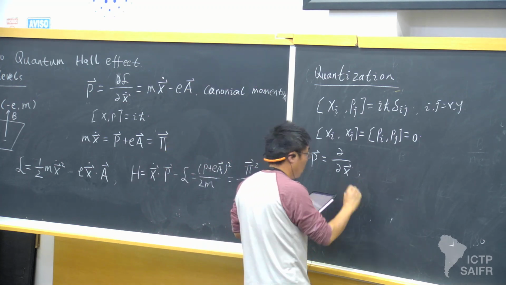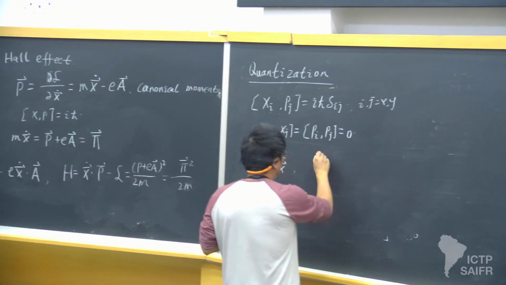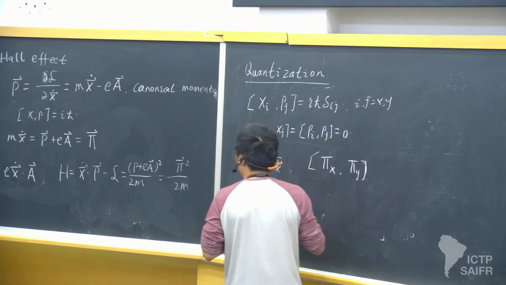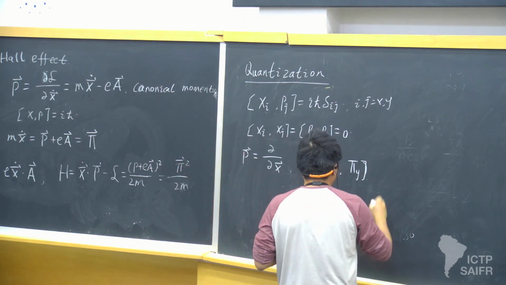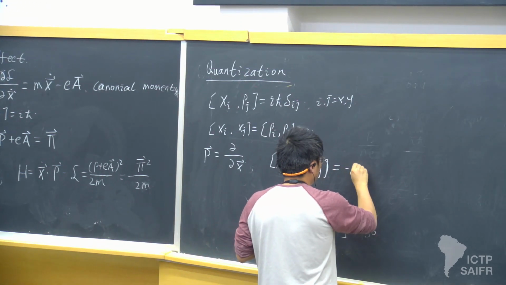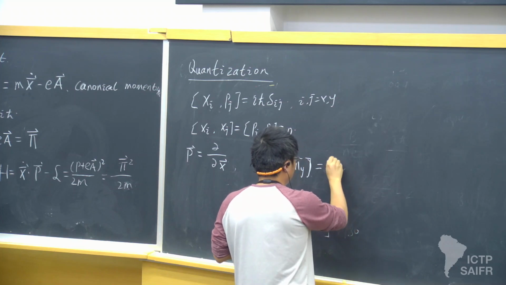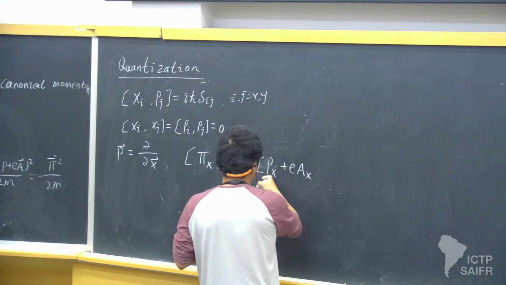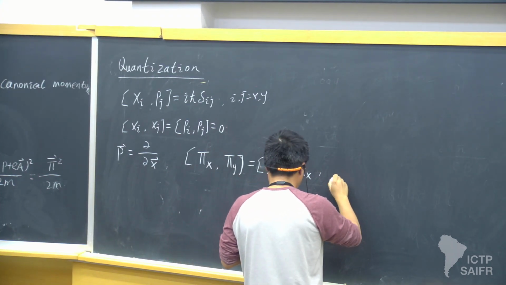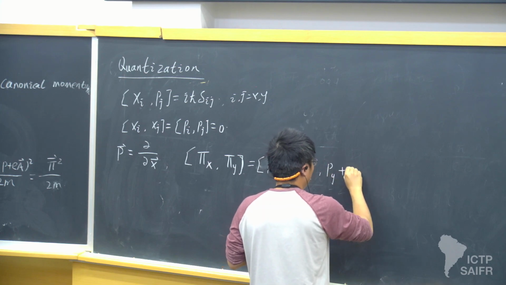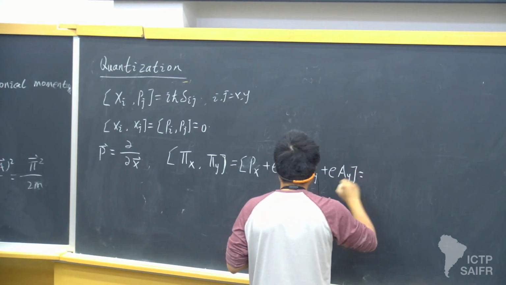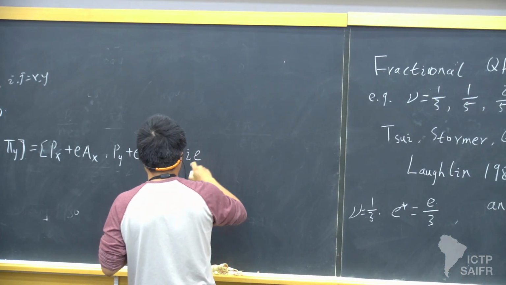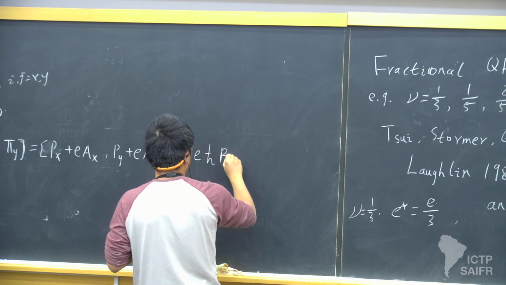Now what you can show is that the mechanical momentum, the pi that I defined here, will satisfy a commutation relation. Let me be more concrete: you rewrite your mechanical momentum as p plus eA, and you can show that this commutation relation is minus i e h bar times the magnetic field, right?